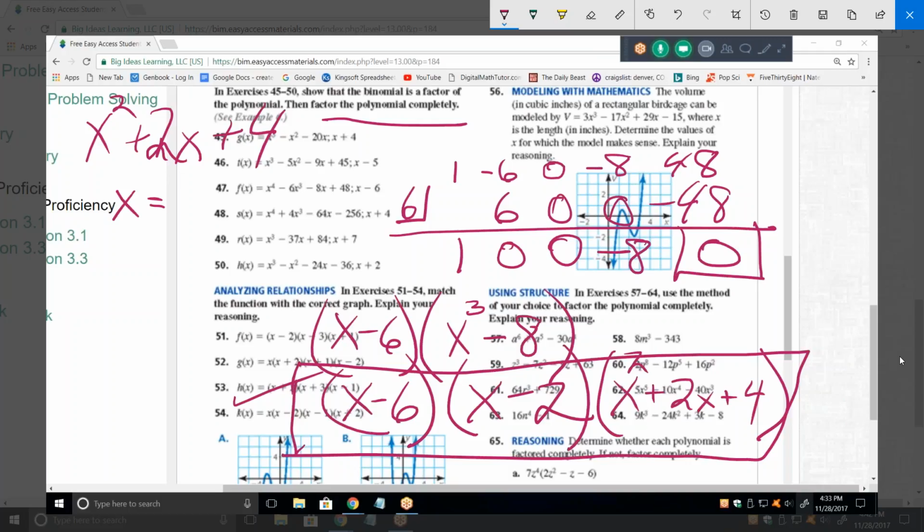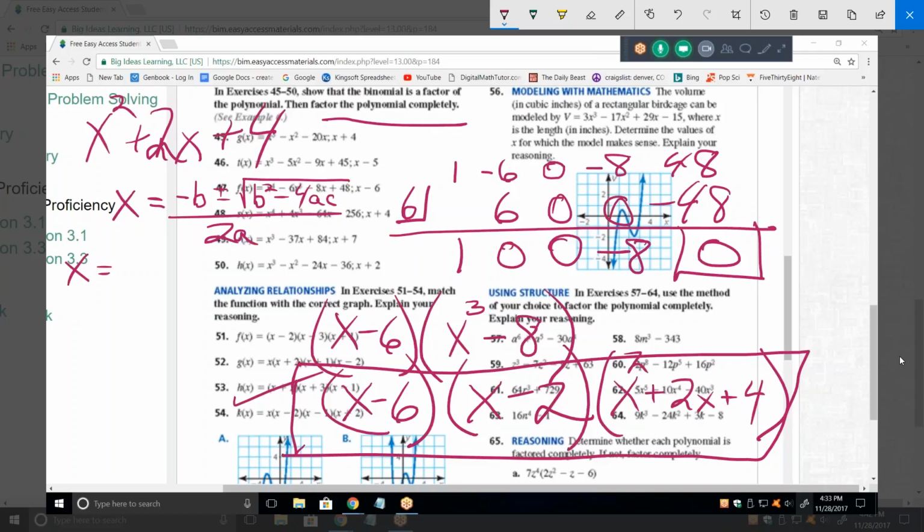Tell me the quadratic formula first, the general. So opposite b, plus or minus the square root of b squared minus 4ac, all over 2a. Yeah. So plug it in.